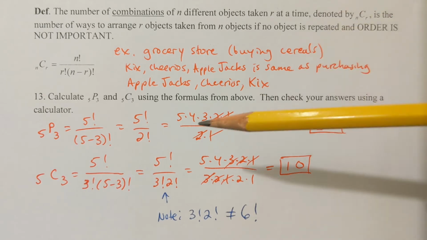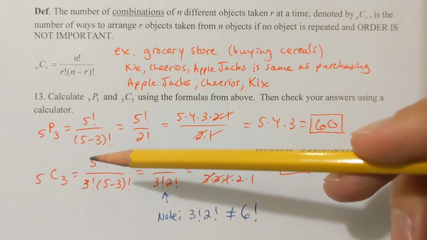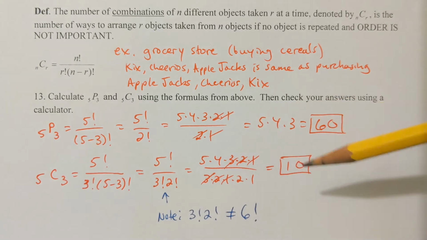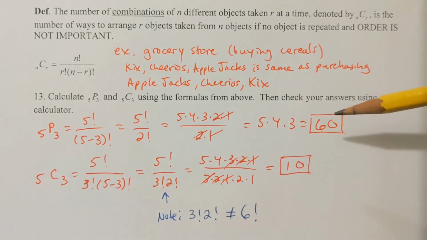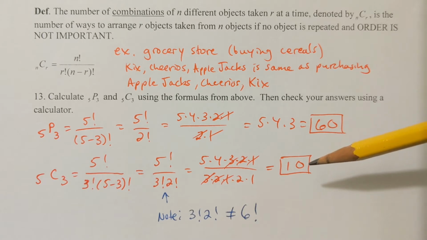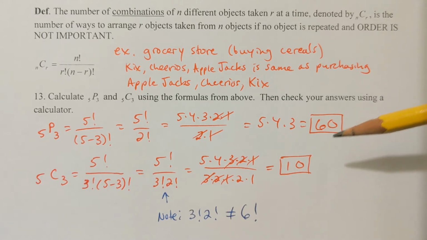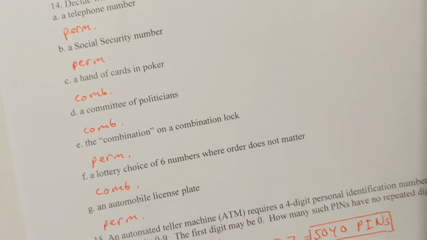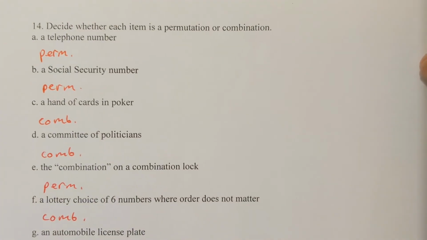Okay, by the way, whenever the numbers are the same for a combination, it will always be much less than that of a permutation, because with a permutation, order matters. Okay, with a combination, order does not matter. Identifying whether we have a permutation or a combination is very important.